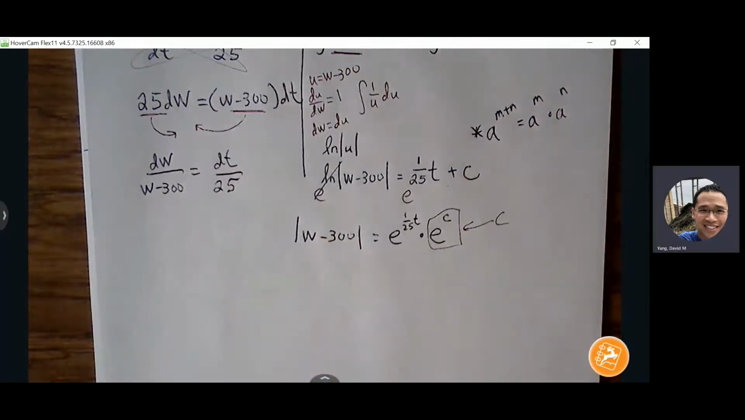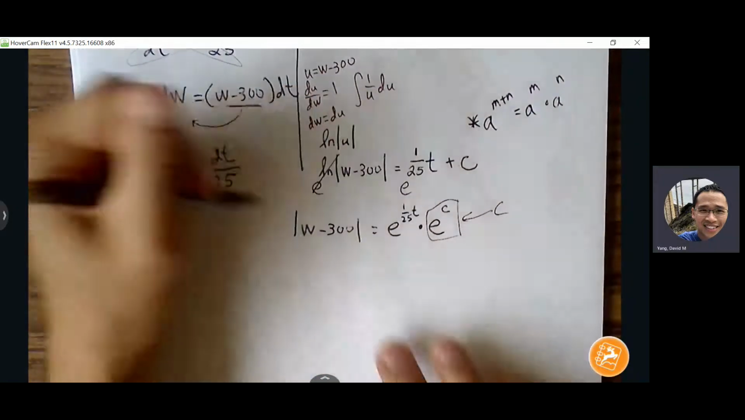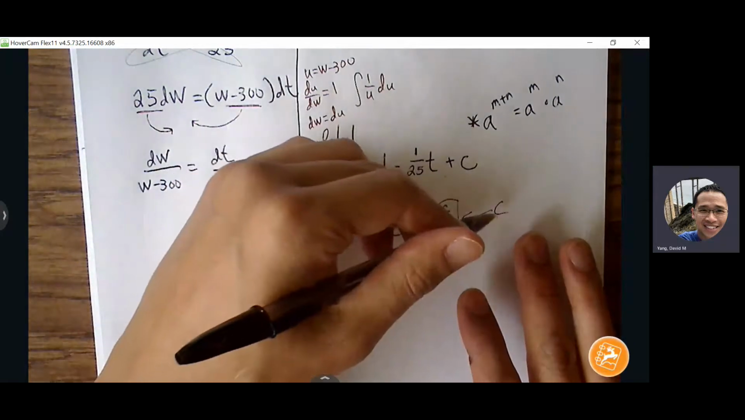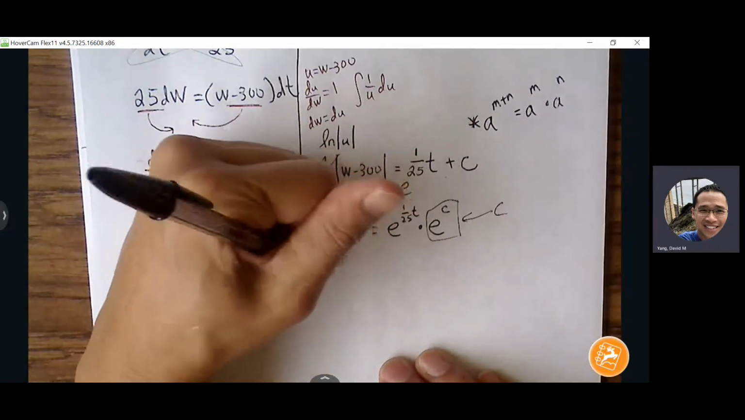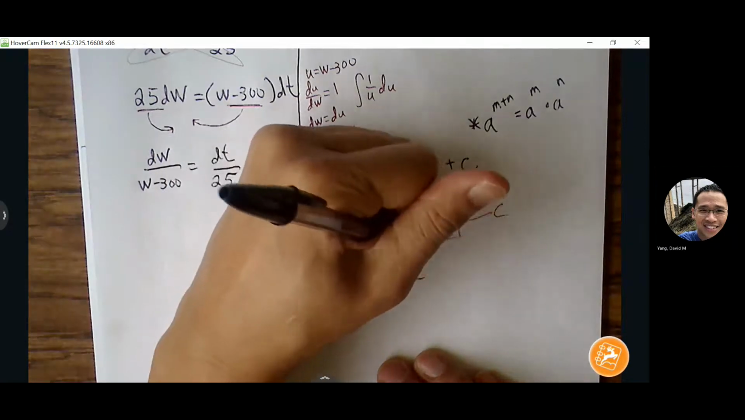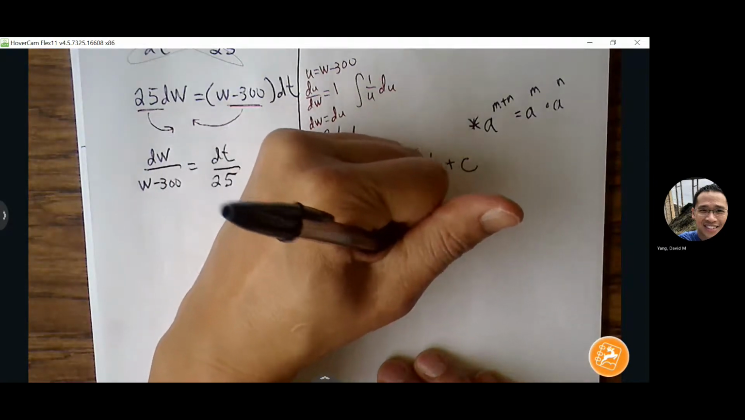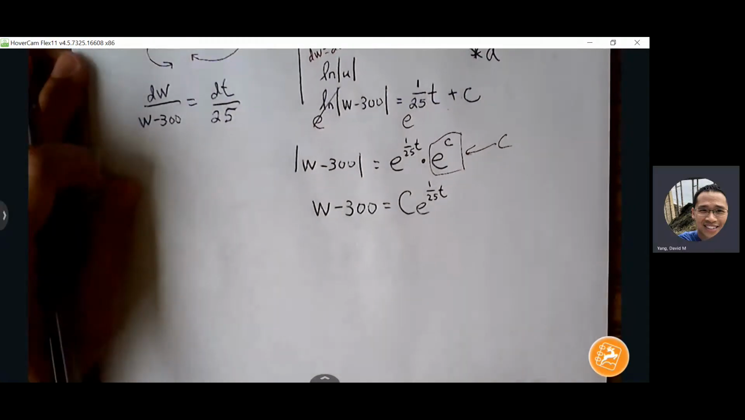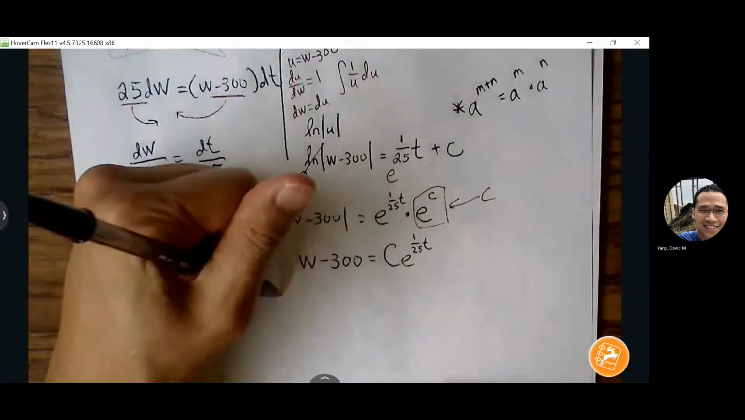I can move that constant to the front. I can also drop the absolute value because that plus or minus on the right side will just get sucked into that c. And now I'll just solve for w. Add that 300 over.